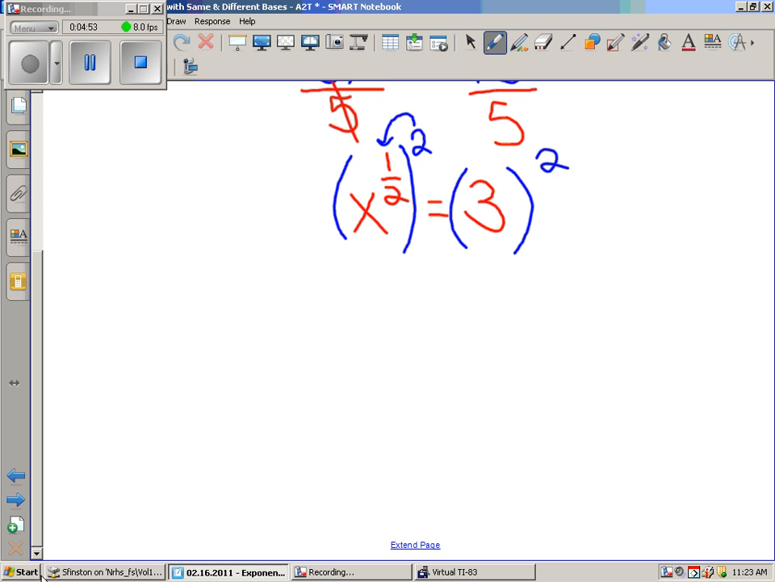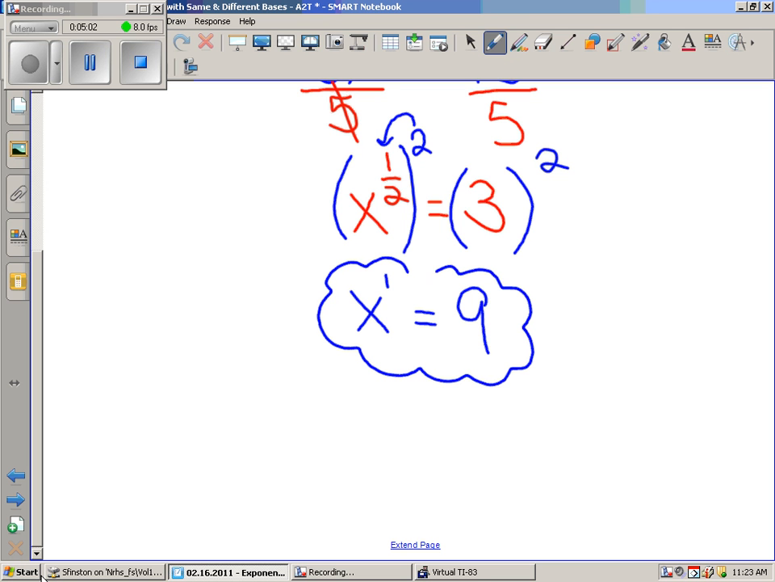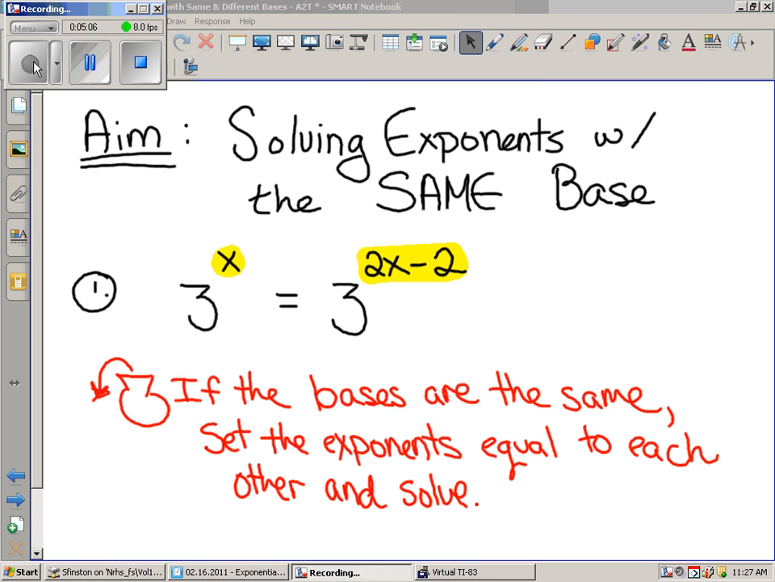Multiply that in. Drop it in. So that's x to the first equals 3 squared, which is 9, and then we're done. There you go.